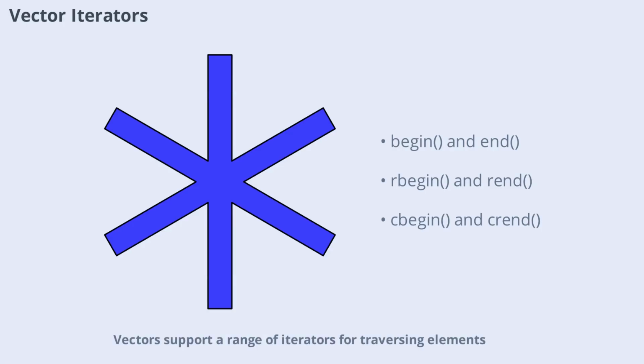Vectors support a range of iterators for traversing elements. begin and end provide forward iteration, while rbegin and rend allow reverse iteration. Constant iterators like cbegin and crend ensure elements aren't modified. Iterators make it easy to loop through vectors and apply STL algorithms.